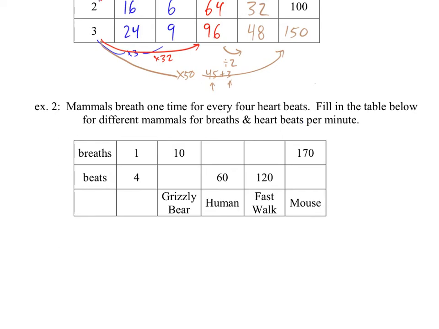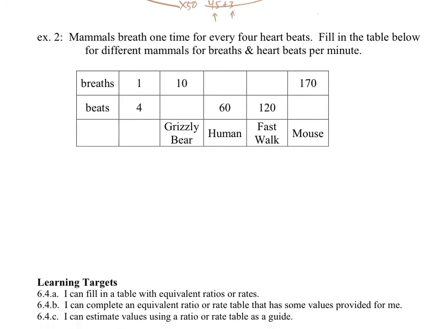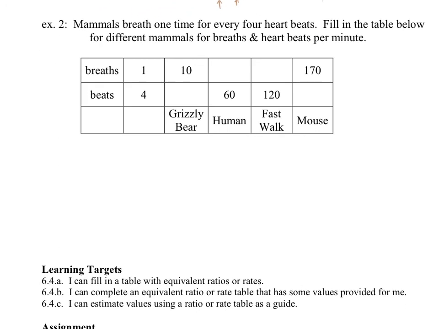So they say that in mammals, of which we are one, you tend to take 1 breath for every time your heart beats 4 times. So smaller animals tend to breathe really quickly. So we want to figure out, okay, grizzly bears, if they breathe 10 times in a minute, let's figure out how many times their heart beats in a minute on average.